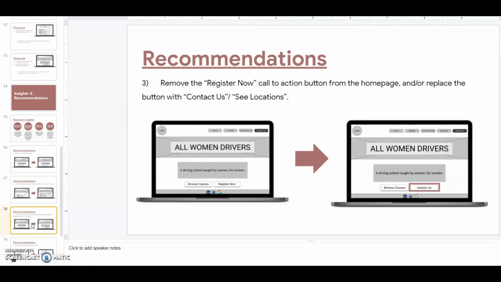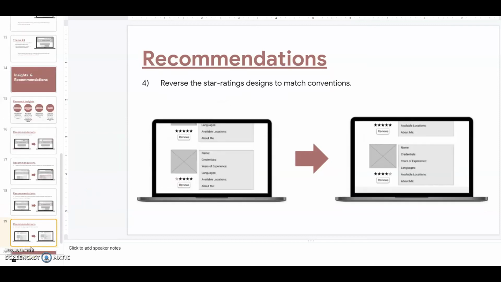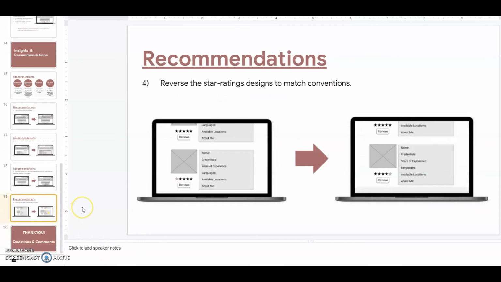Number 3, remove the Register Now call to action button from the home page and/or replace the button with Contact Us or See Locations. So I put Contact Us because the Register Now button actually has zero purpose, because it is impossible for you to register for a course without first selecting a course. So you always have to go to the courses page first. So this button is actually super useless, and I did not realize that until I was doing the usability testing. And the fourth recommendation, reverse the star rating designs to match conventions, like I told you. And those were my recommendations.